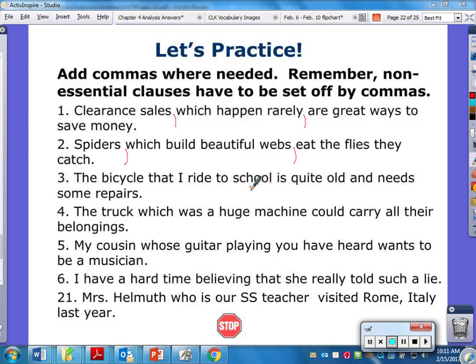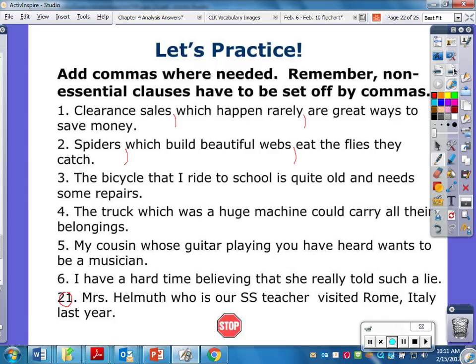I want you to go through and look at number 4, 5, and 6. Oh, and there's 21. I don't know what 21 is doing down there, but there it is. And let's see if we can figure out where the commas go. All right? Let's see.